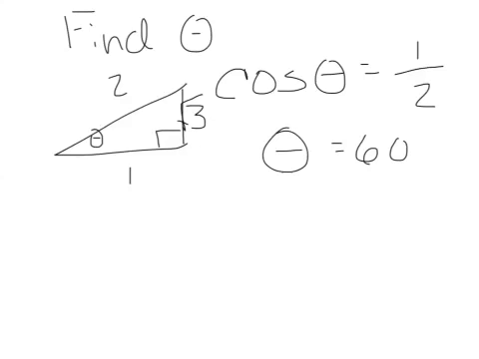Now remember, on triangles, the short side is opposite the small angle. 30 is smaller than 60. Root 3 is bigger than 1, so root 3 is opposite the bigger angle, which is 60 degrees.